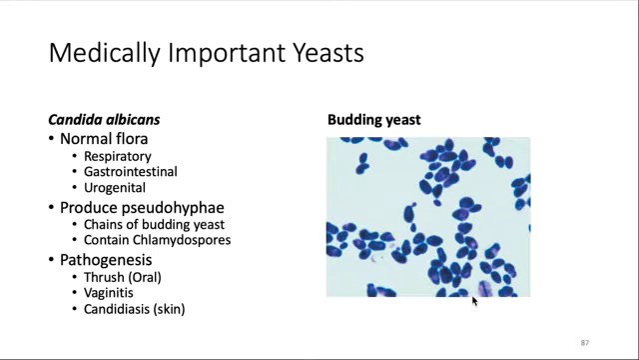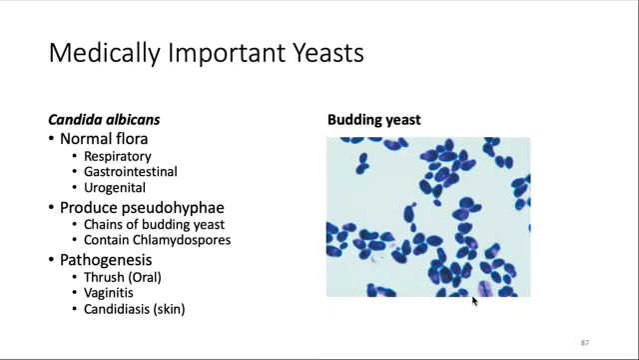We'll look at then some medically important fungi. Candida albicans is a very important fungi that has important medical implications. It can cause oral thrush, vaginitis, or candidiasis in the skin. It's part of the normal flora, so you find Candida as part of the normal microbiota of the respiratory, gastrointestinal, or the urogenital parts of the body.